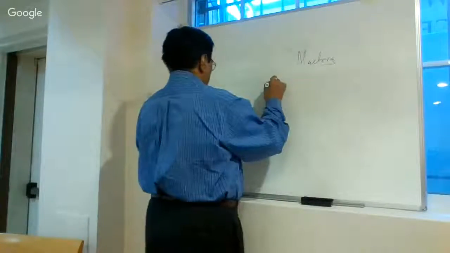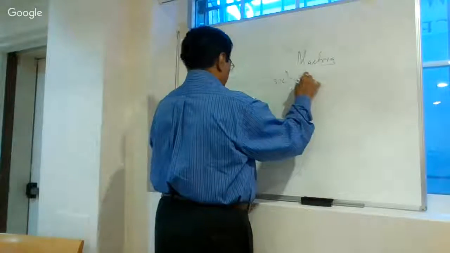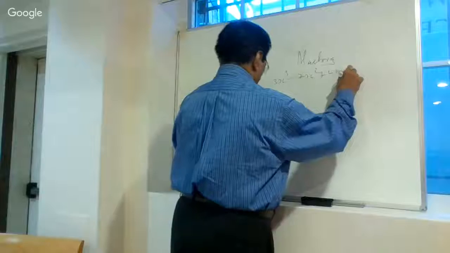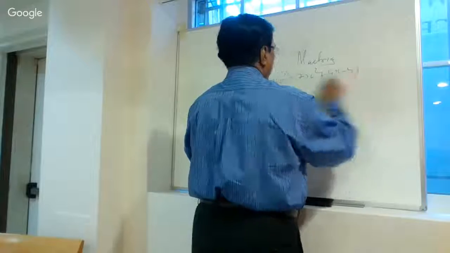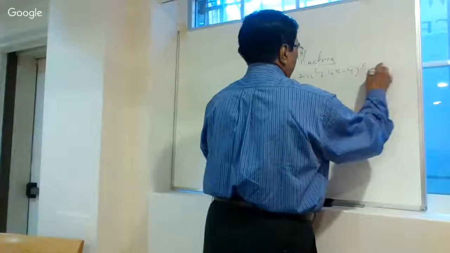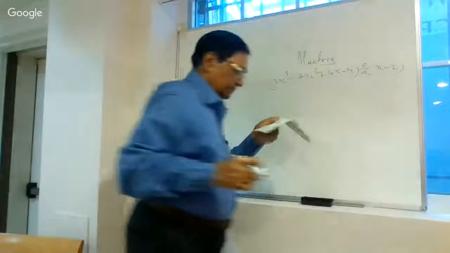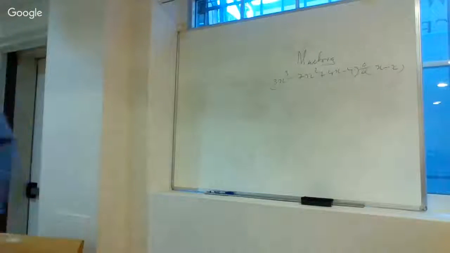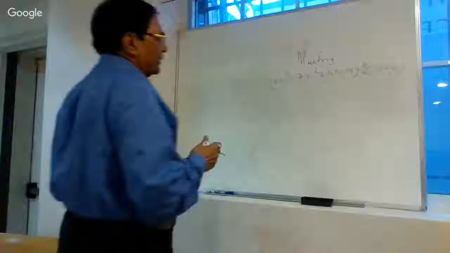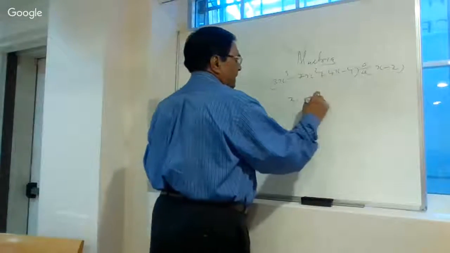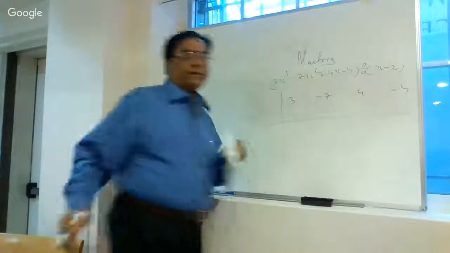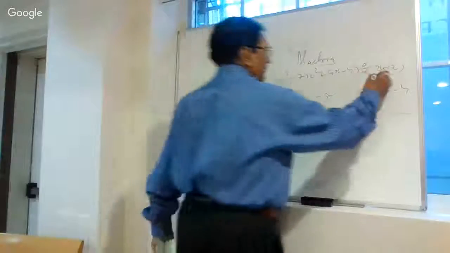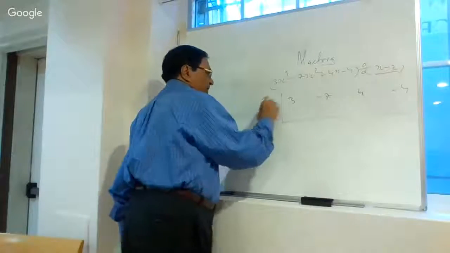Let us take 3x cubed minus 7x squared plus 4x minus 4 divided here by x minus 2. So you put 3, minus 7, 4, minus 4, the coefficients in descending order. Because the divisor has to be 0, you can put x equal to 2 here.